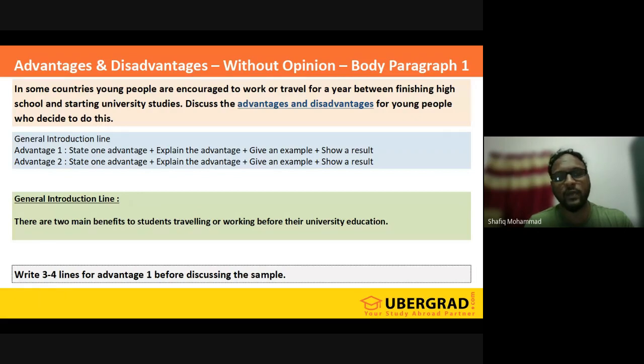So how is that to be done? Again, like yesterday's one, I will show you step by step. Okay. So for the first advantage, you can talk about, there are two main benefits of students traveling or working before their university education or before their college education.